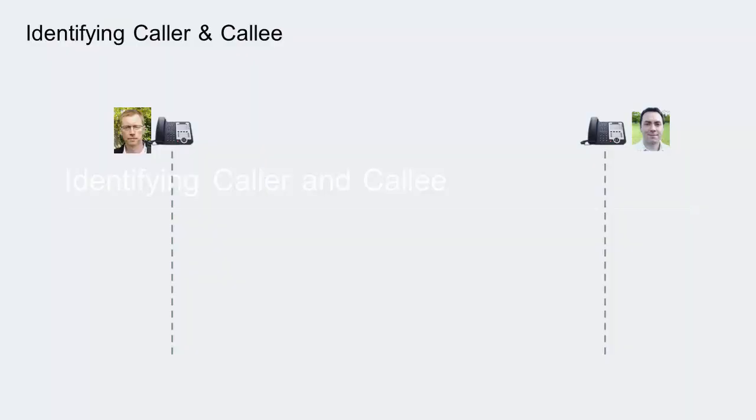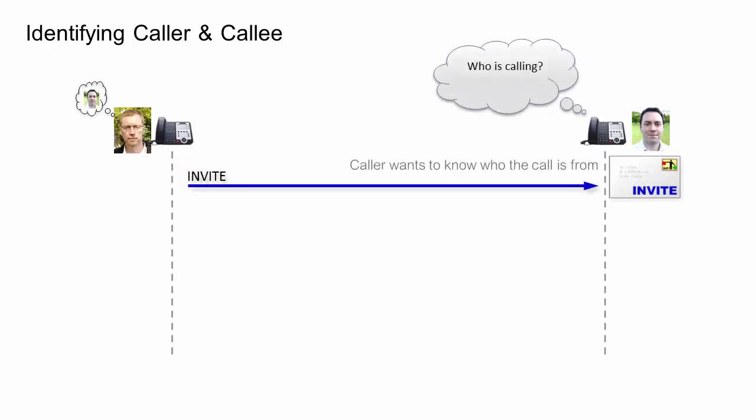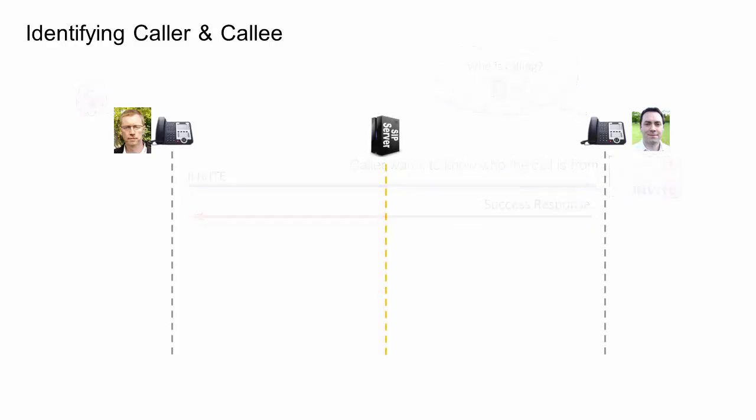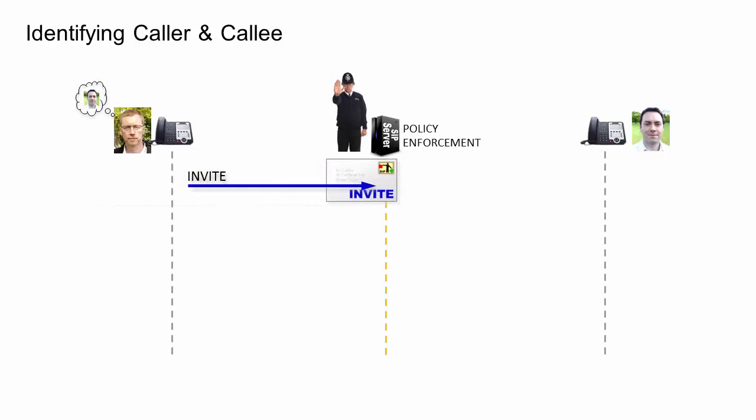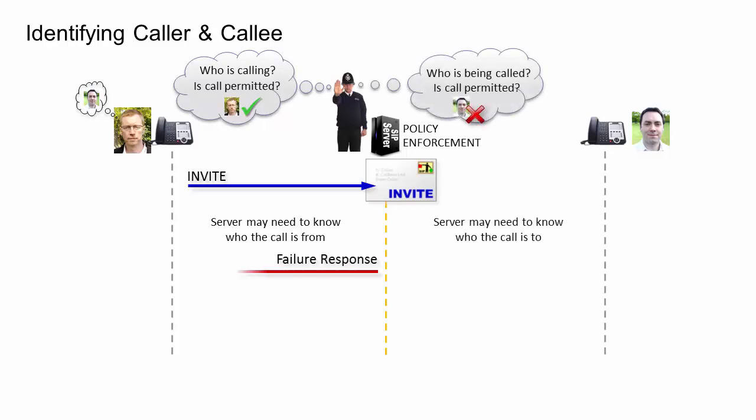It's important to be able to identify the caller and the callee from the content of the SIP message. When receiving a call, the called party probably wants to know who made the call before accepting it. There might also be times when a midway server sits between the caller and the callee, enforcing some kind of policy, perhaps only permitting calls from authorized users. They may also police who receives certain types of call, rejecting those who are unauthorized.